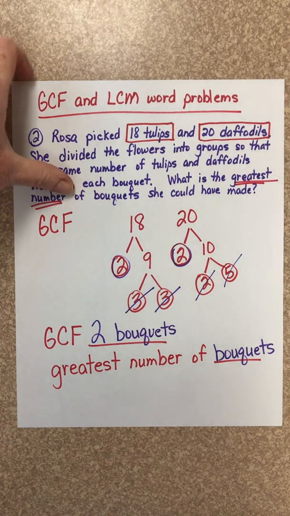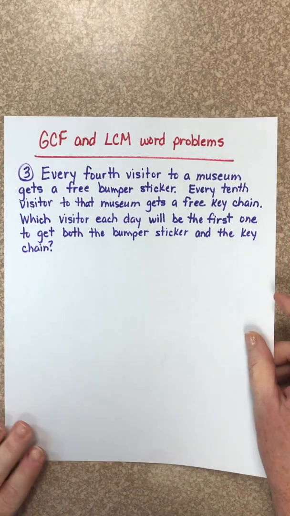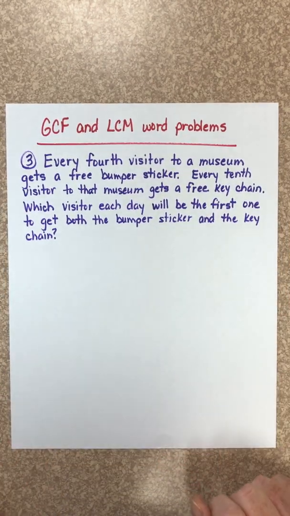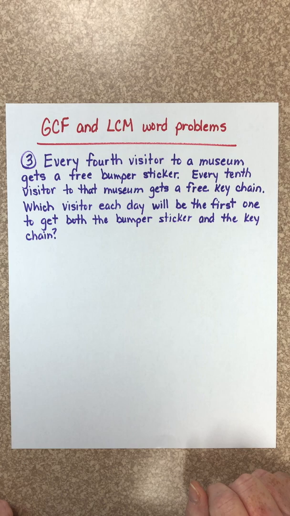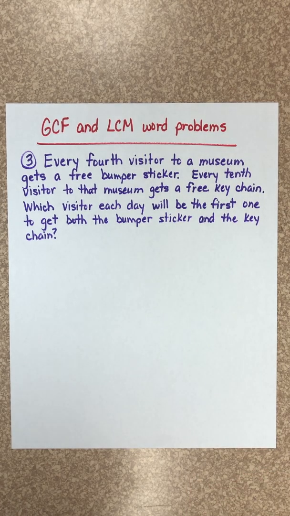Let's look at one more example. Number 3. Every 4th visitor to a museum gets a free bumper sticker. Every 10th visitor to that museum gets a free keychain. Which visitor each day will be the first one to get both the bumper sticker and the keychain?